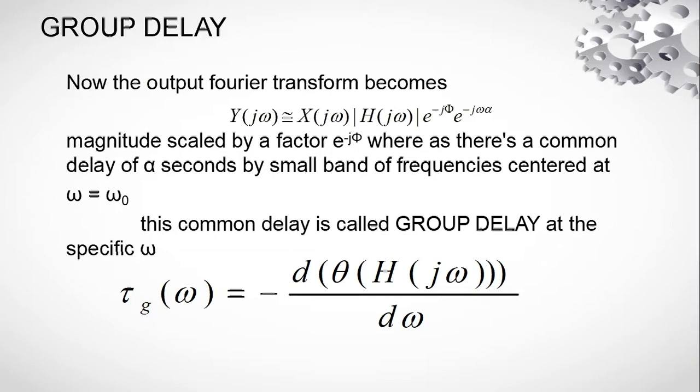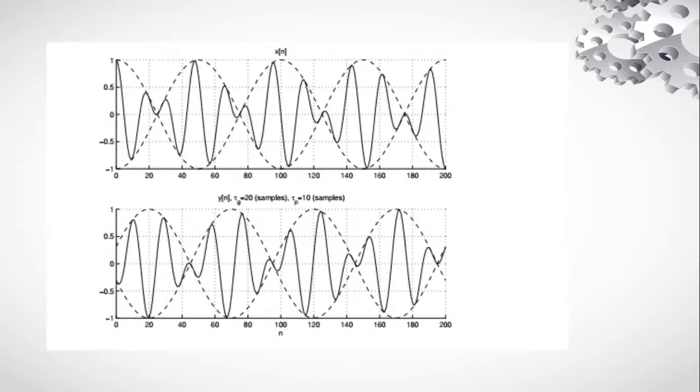This delay is otherwise known as group delay, as it is common for all the frequencies around omega equals omega naught. We define group delay as the equation written at the bottom. It depends on the frequency; it is different for different individual frequencies. Now in this picture, that's the input signal at the top and the output signal is at the bottom. Here the group delay is 20 and the time delay is 10 seconds. You can observe it here. A group is shifted by 20 units, whereas a particular signal in the beginning is shifted by 10.